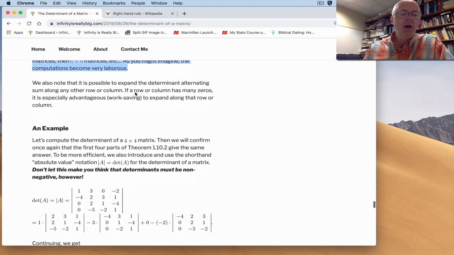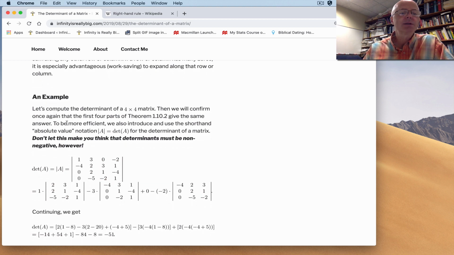Okay, I go ahead and do an example here. I do use an alternative notation for the determinant here that's a little bit confusing. I call it absolute value notation here. It is a common notation for the determinant. It's just more convenient here. But determinants definitely can be negative, though. Don't let this make you think determinants must be non-negative. They can be negative, as they are in this example.